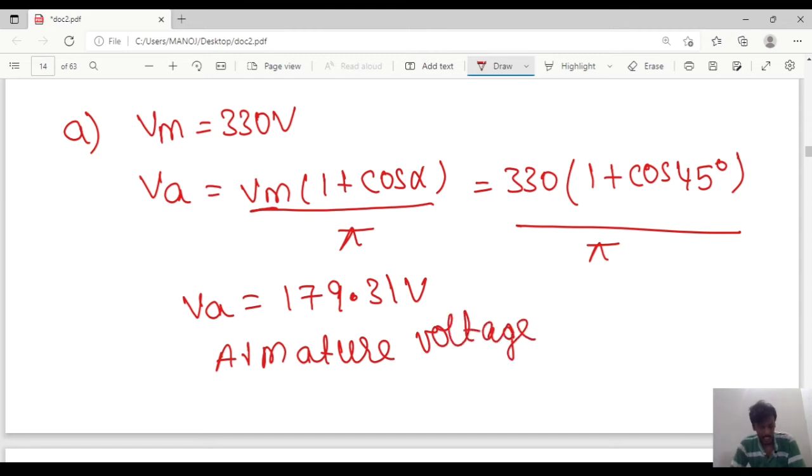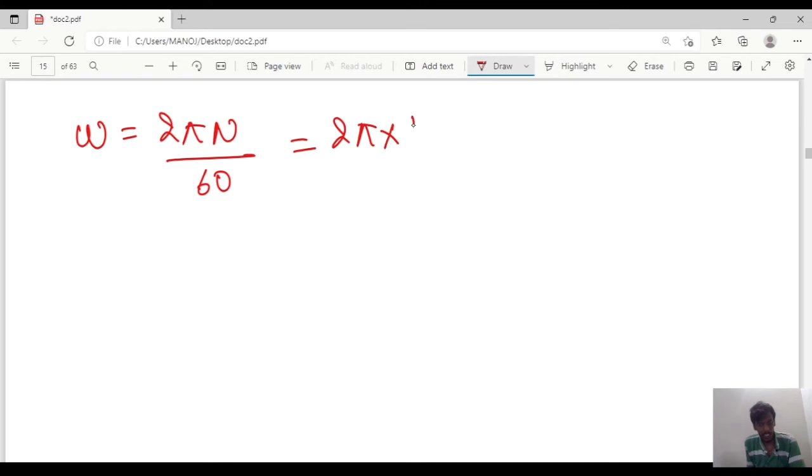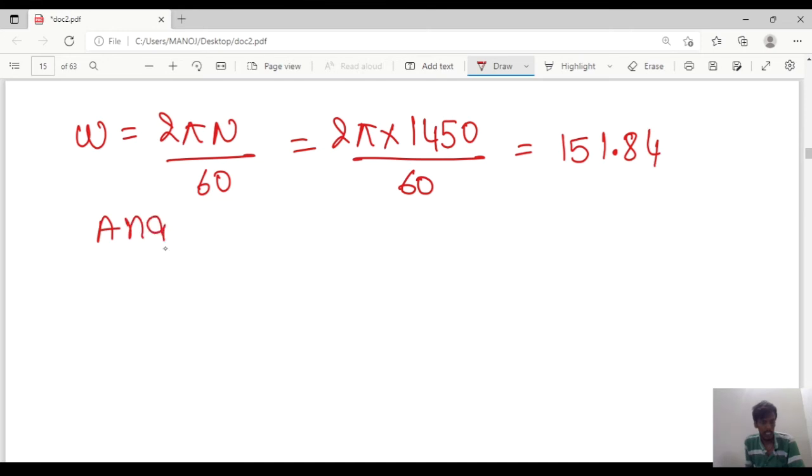Next we have to calculate the angular speed value. Angular speed omega equal to 2 pi n by 60. So 2 pi into speed value given as 1450 rpm by 60. The value will be 151.84. This is the angular speed value, in radians per second.